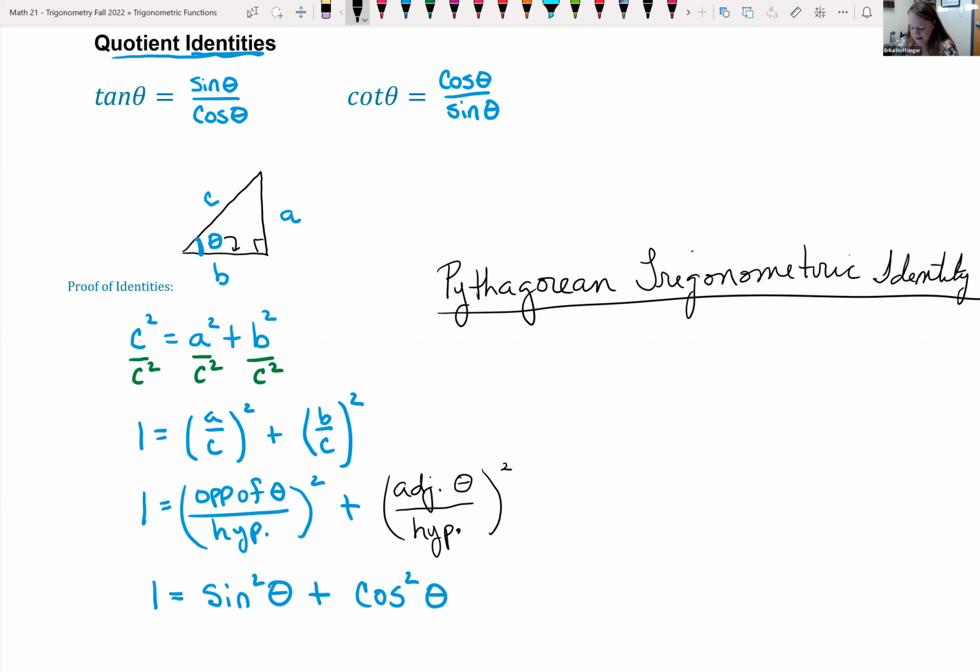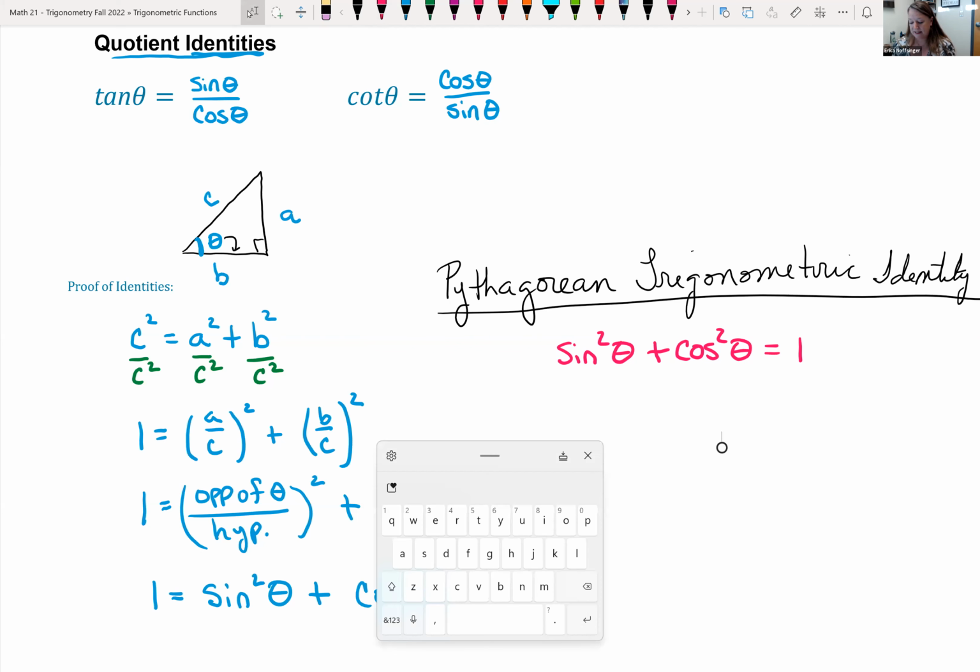So this identity, we're going to see over and over again, and we're going to see it in different forms, so it's helpful to recognize this. So sine squared theta plus cosine squared theta is equal to 1. There are 2 more Pythagorean trigonometric identities, and we can always get them based off of this identity.